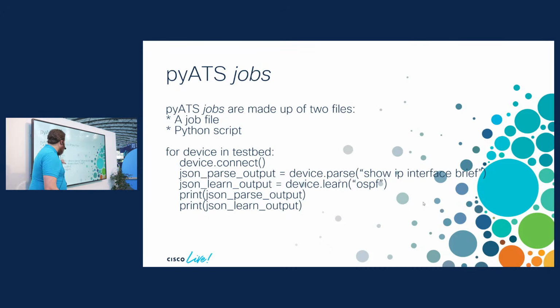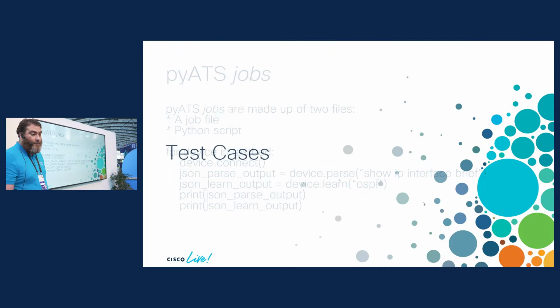Device.something, function, right? Device.configure, device.learn, device.parse. You could have all of this in this for loop. For each device in the test bed, first connect, and then set up a variable to contain device.parse, show IP interface brief. Another variable to hold the learning of OSPF. And then we just print those to the screen, right? So .connect, .parse, .learn. Pretty straightforward stuff.